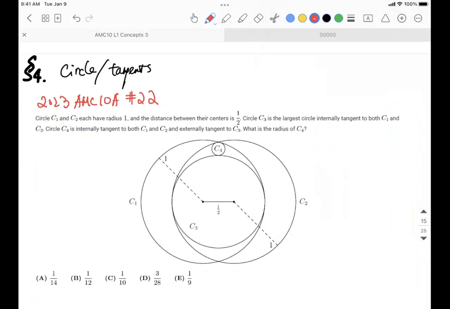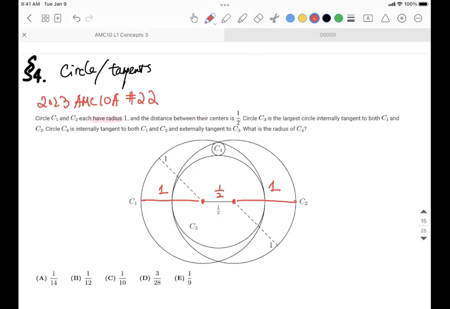And the distance between their, okay, I'm going to highlight this, all the important things I want to highlight. And the distance between their circle centers is 1/2. You see, this is here. You have 2, and this guy has a 1. This guy has 1.